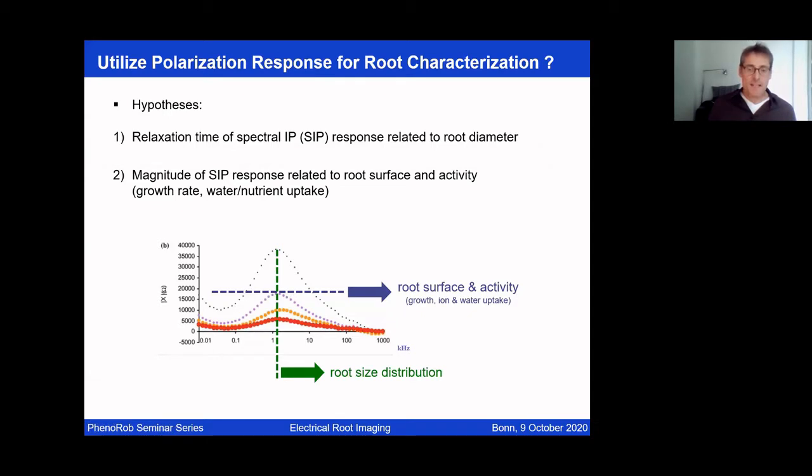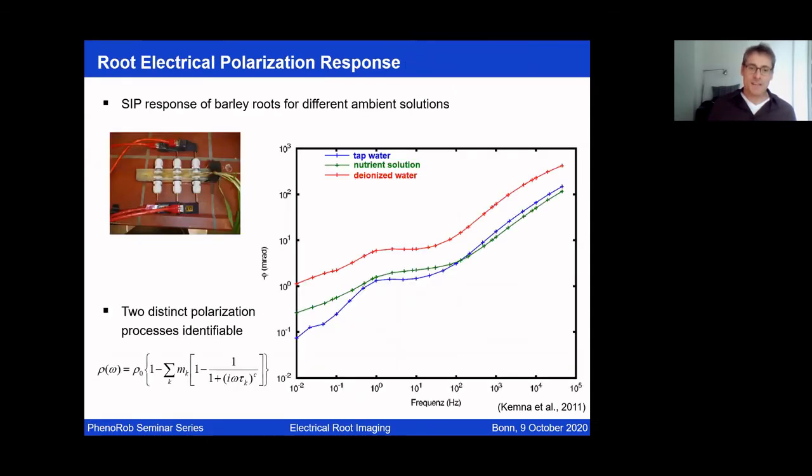That's basically the idea, and we've been heading for that for a couple of years now and have already made a few steps forward. So this shows measurements from 10 years ago already, where you see these impedance measurements in terms of a phase spectrum on an individual root system, for different solutions in which the root was placed. And what is interesting, or was interesting at this point, is that there seem to be two different polarization mechanisms, which is reflected by the shape of this spectrum.